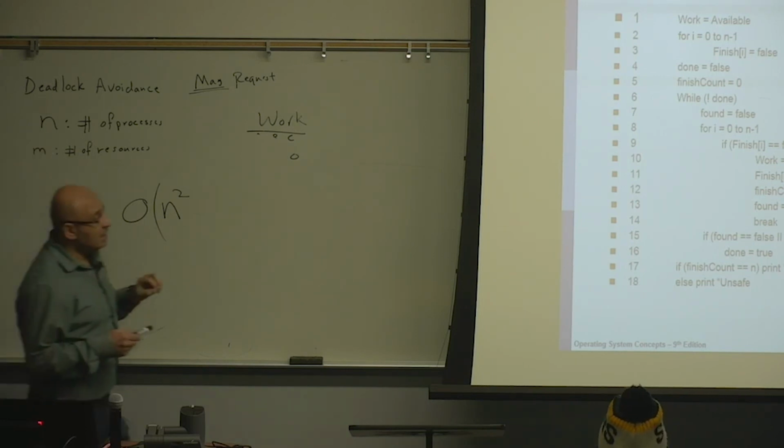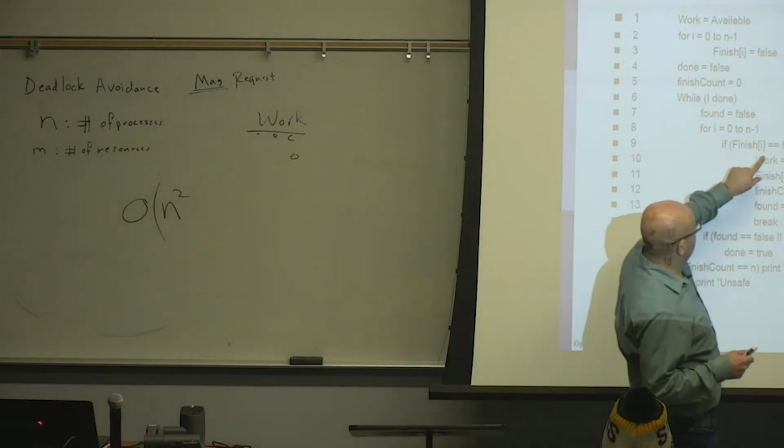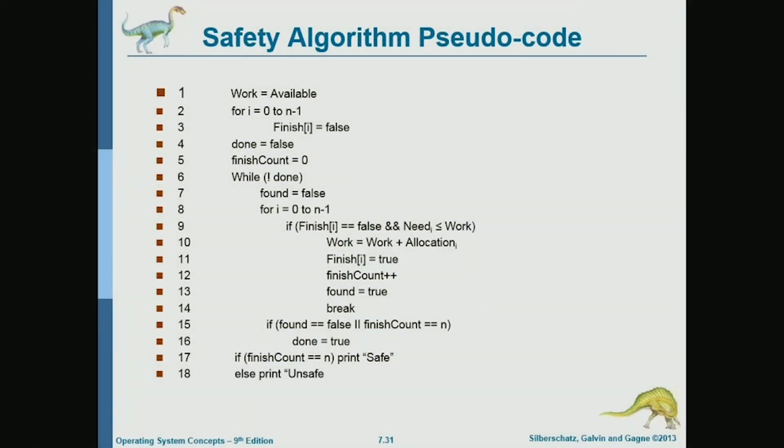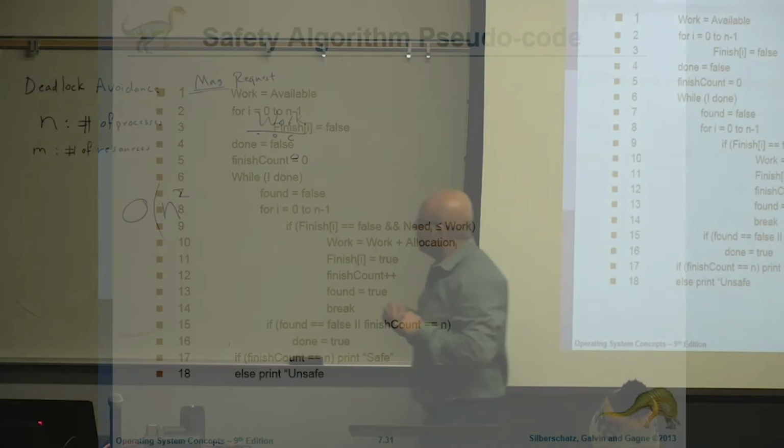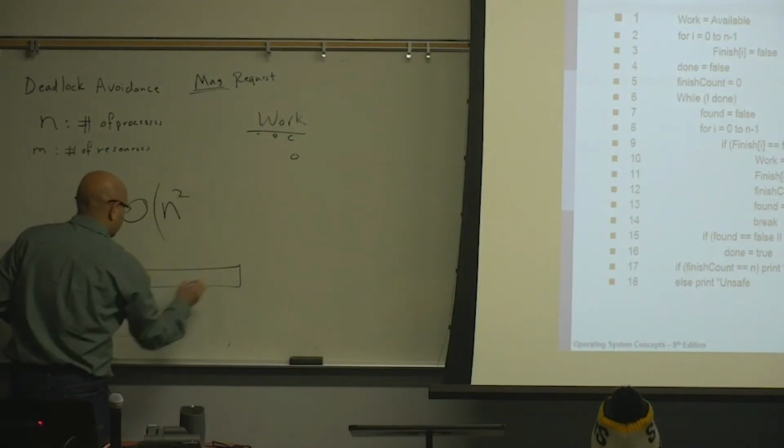So this comparison compares two vectors, each is of size M, and this addition adds two vectors, and each one of them is of size M. So in fact, this operation is not a constant operation. There is a hidden loop in there. There is a loop that goes from 1 to M, which is the number of resources, because you have to compare each and every element in each vector.